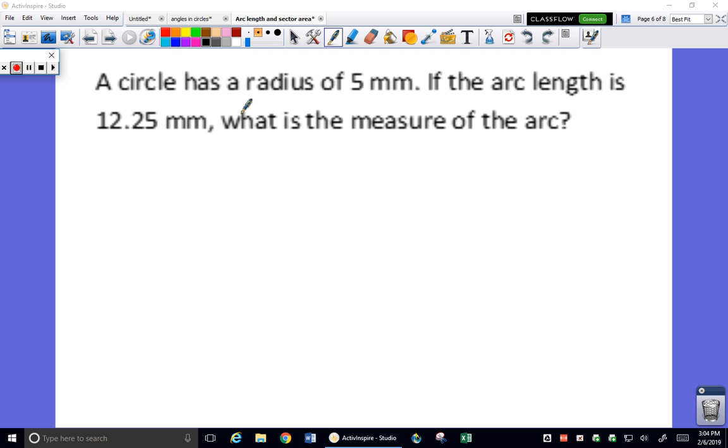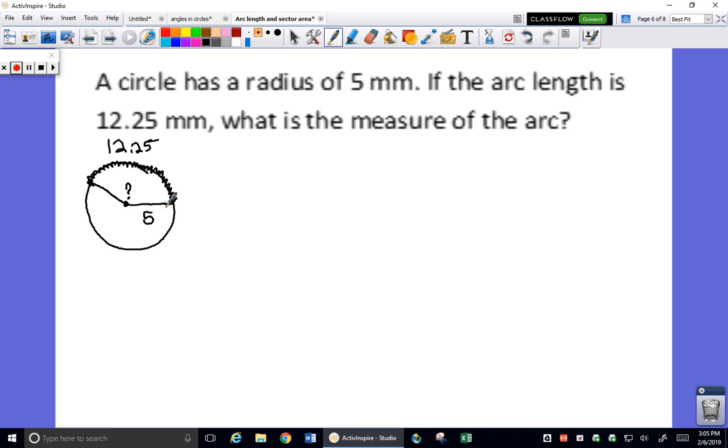Let's draw a picture here. We know that the radius is 5. So here's 5. And we know that the arc is 12.25. That's more than twice as long. Let's put it there maybe. And the question says, what is the angle? Now we're looking for this. What is the angle that has this arc length as its intercepted side?